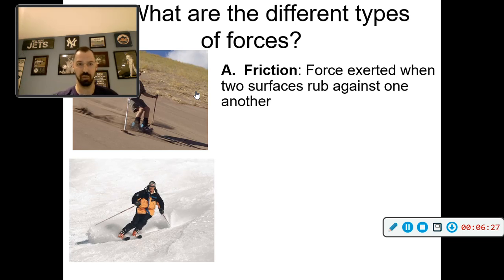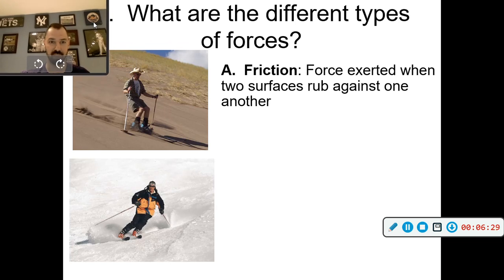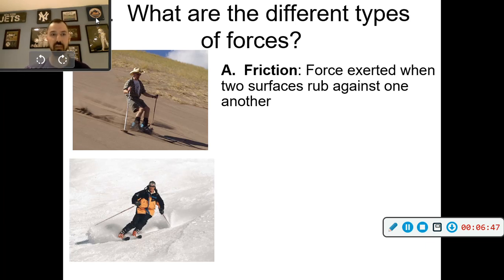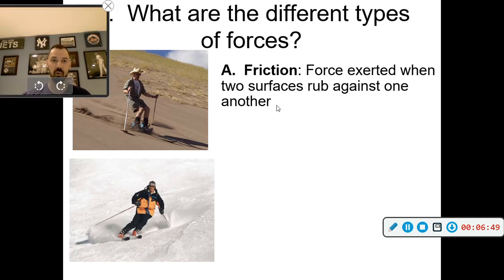Okay, and there are two different types of skiing shown here. The first one doesn't work as well. This is skiing on sand. The problem with it is sand is very gritty, as you know. So the friction is going to be greater with sand than it is with snow. Snow we think is slippery. So what can happen in this situation?